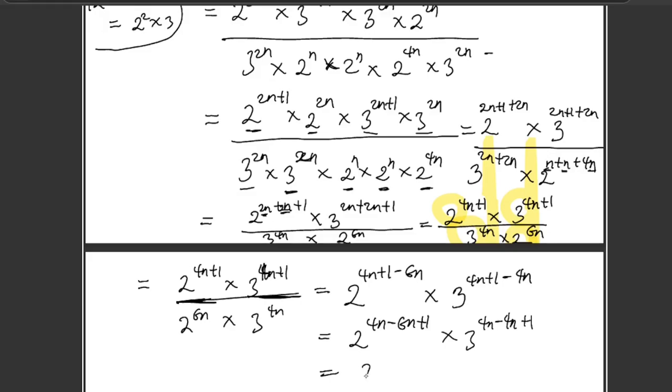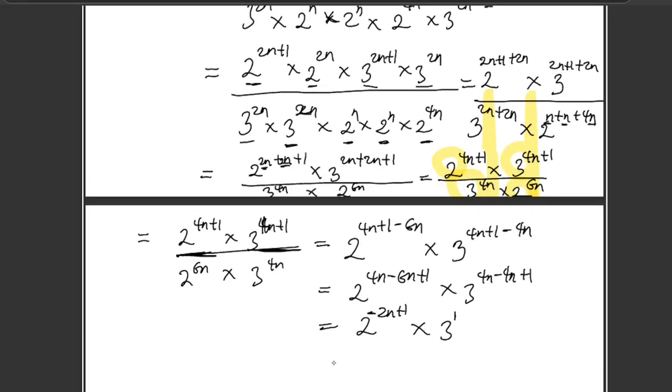That equals 2 to the power 4n minus 6n, which is minus 2n, plus 1. Then times 3 to the power 4n minus 4n, which is now 0, plus 1, that is 1. And then we now have finally 2 to the power minus 2n plus 1 times 3. And that's our final answer. While you can't simplify further because 2 and 3 are different bases. If they were the same base, then we could apply the first law of indices. But since they are different bases, that will be our final answer.